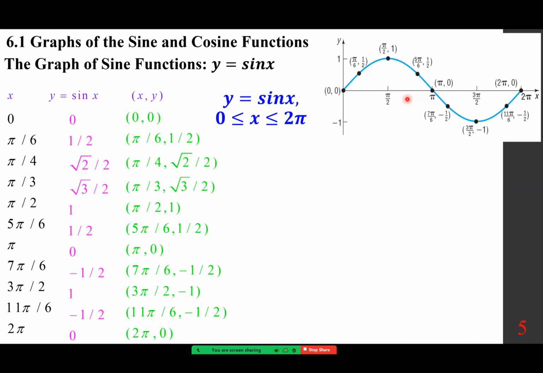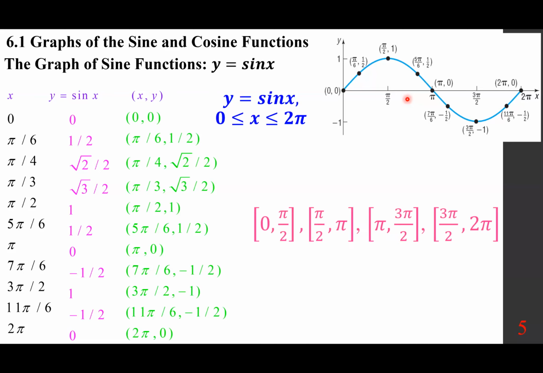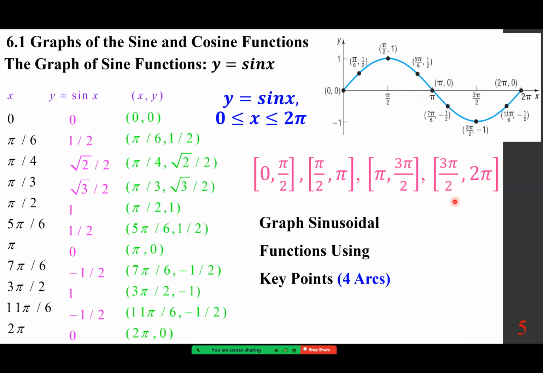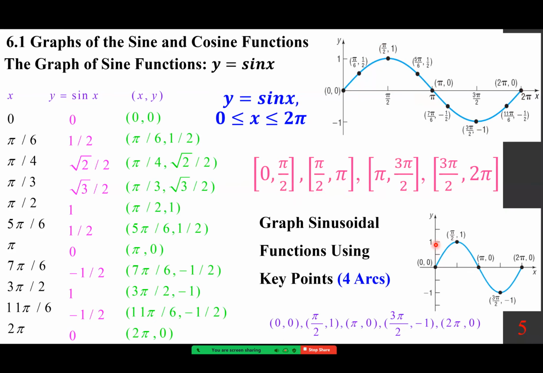The second method is to cut this into 4 arcs. So this piece, this piece, this piece, and this piece: 0 to pi over 2, pi over 2 to pi, pi to 3 pi over 2, 3 pi over 2 to 2 pi. So graph sinusoidal functions using key points, 4 arcs. Here's one arc.